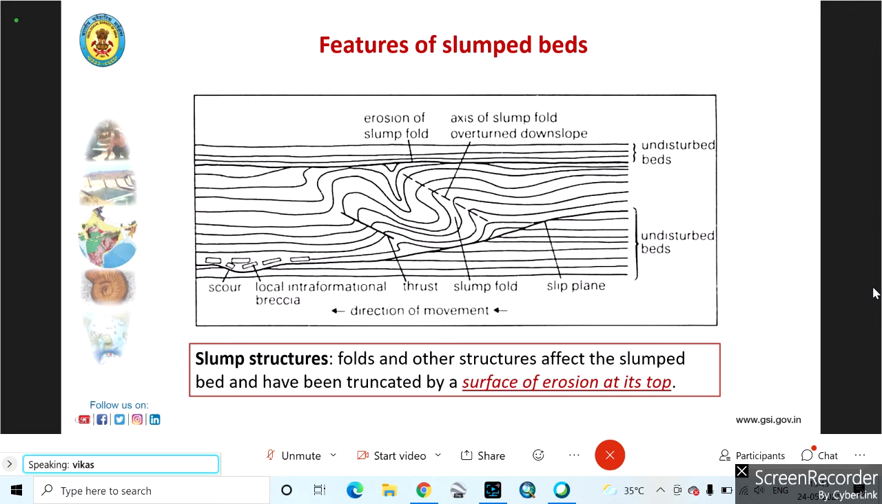If you are able to identify these erosional planes very clearly, or very correctly, they can also act as an upward direction indicator. That is, whatever sediments have been deposited above it should be younger than these lower sediments in which you are seeing the slump beds. Next, please.